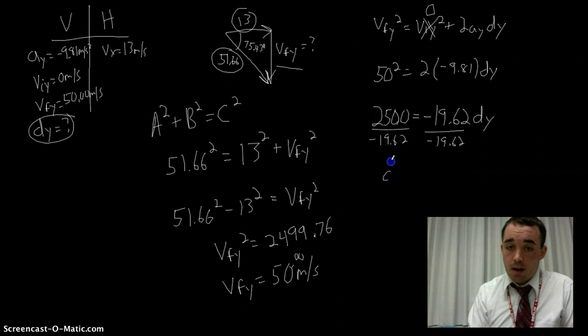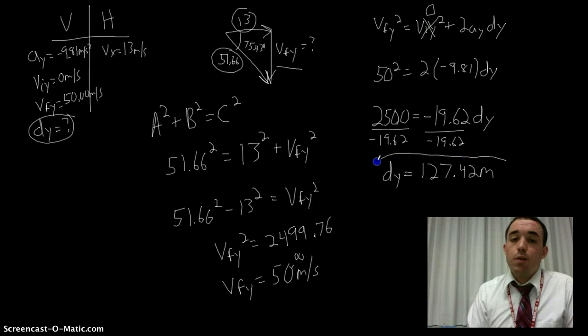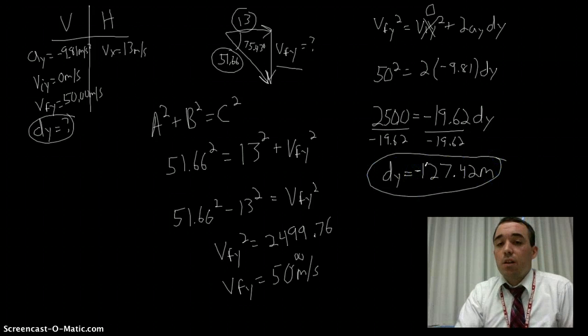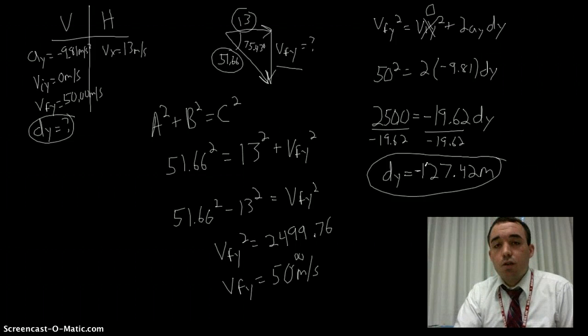And I'm going to get a dy of 127.42 meters. Really, I get a negative number, and it's always safe to keep it as a negative number, so I'll do that. But the question's really asking how high it is. Technically, it should be a positive number, but again, I'll never take off points for that.